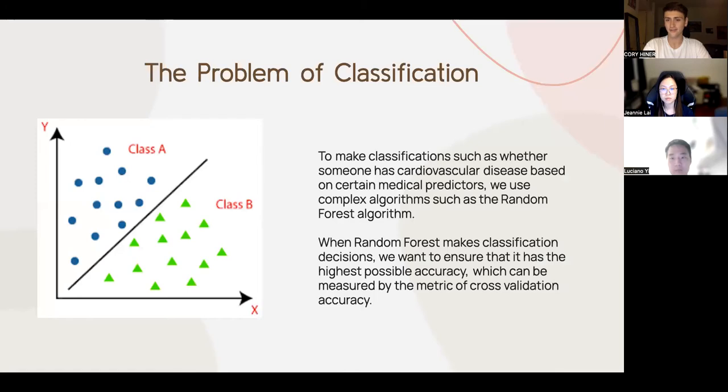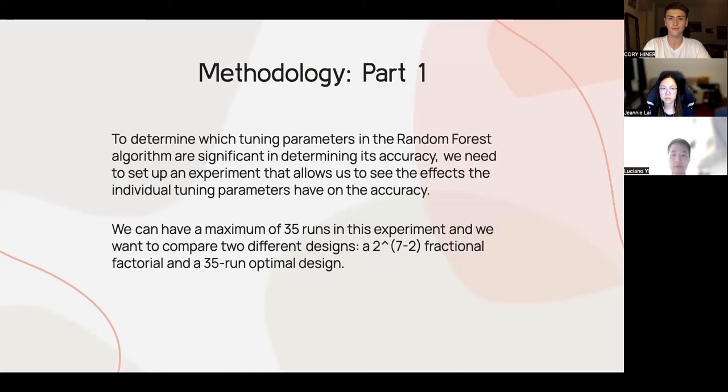To make classifications, such as whether someone has cardiovascular disease based on certain medical predictors, we use complex algorithms, such as the random forest algorithm. When random forest makes classification decisions, we want to ensure that it has the highest possible accuracy, which can be measured by the metric of cross-validation accuracy. To determine which tuning parameters in the random forest algorithm are significant in determining its accuracy, we need to set up an experiment that allows us to see the effects the individual tuning parameters have on the accuracy.